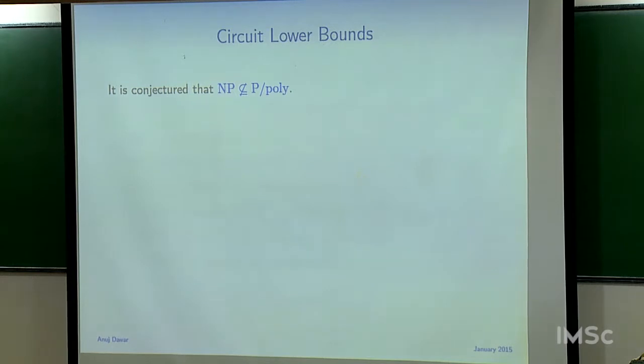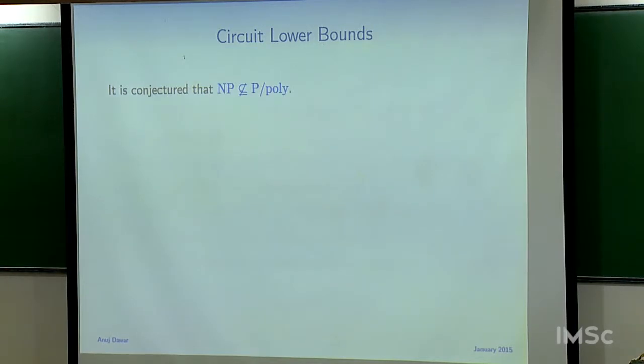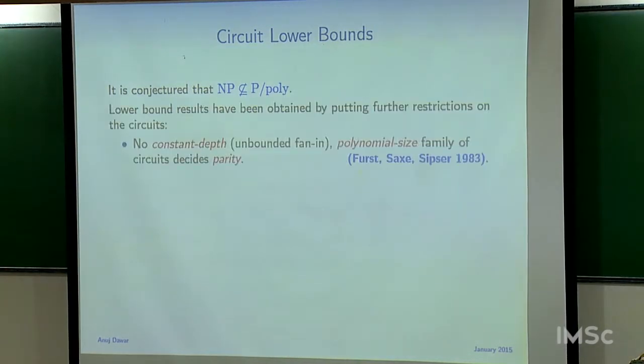Now, of course, the conjecture, the ultimate goal of the field, is that we believe NP is not contained even in P/poly. We're far away from being able to prove anything like this, but what we can prove is that NP is not in some restricted circuit classes, by putting some kind of restrictions on the circuits.